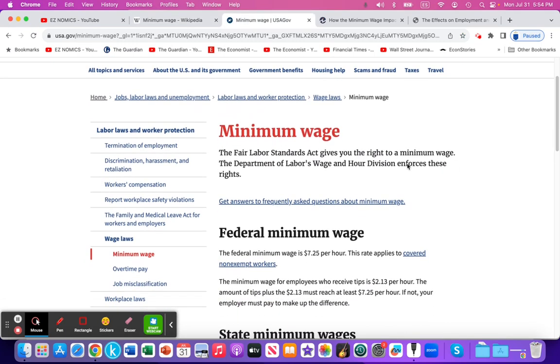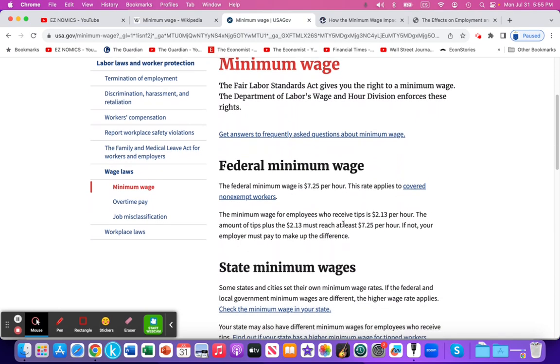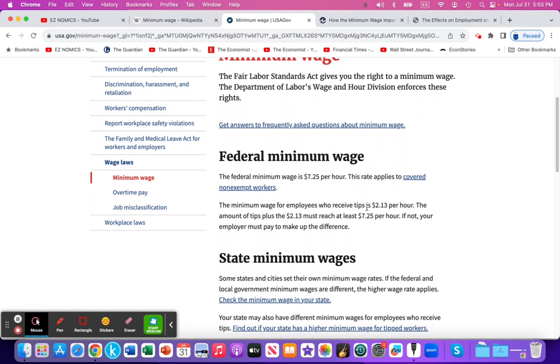Minimum wage in the United States, at the federal and national level, is set at $7.25 per hour. This can vary state by state. Other states may have minimum wages that are above that $7.25 per hour federal minimum. We also see here the minimum wage for employees who receive tips. That federal minimum is $2.13 per hour, and the amount of tips plus the $2.13 must reach at least $7.25 per hour. If not, the difference must be paid by your employer.